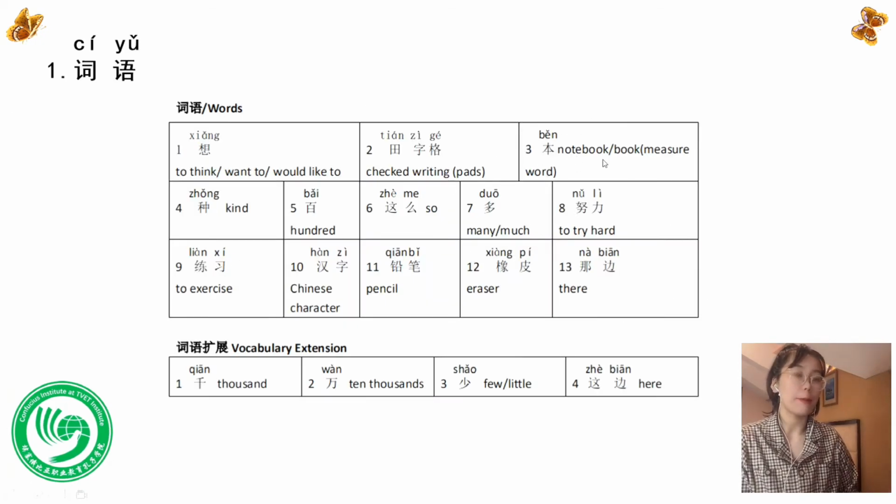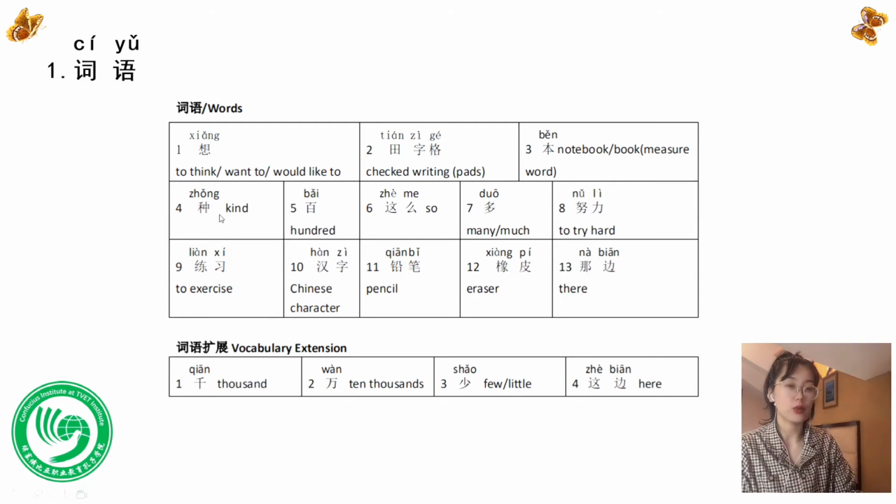And the next one, 本. It's a measure word. But it also means book or notebook. About the measure words, we already know 个 and 斤, like 1斤 means 500 grams, right? Here we learn a new one. It's called 本. For example, a book. 一本书. Book means 书. Okay, 一本书. Very good.